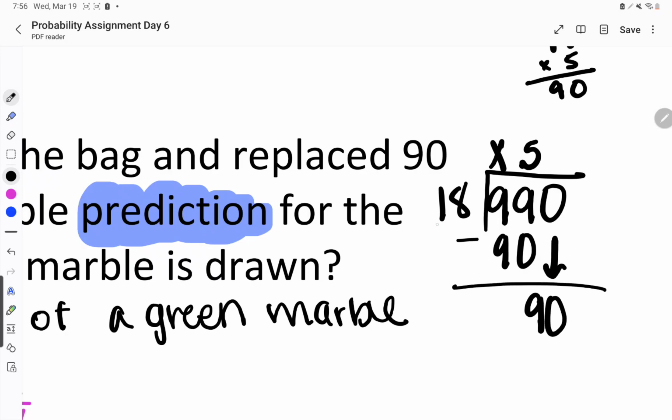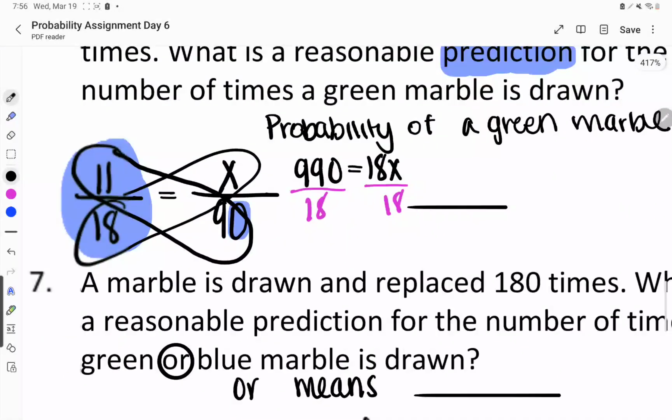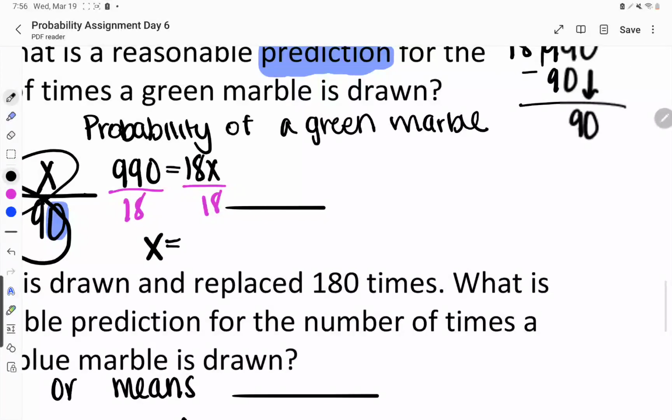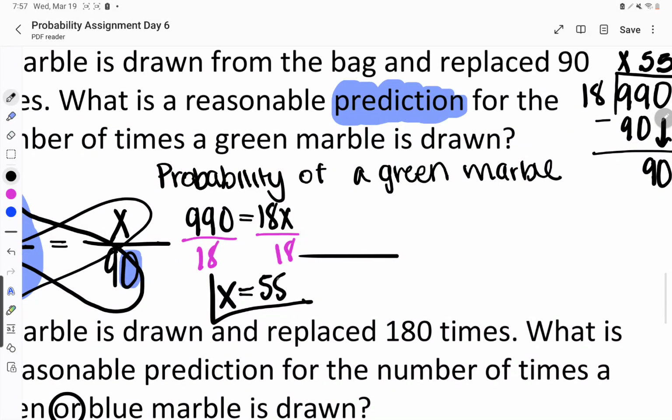Drop down this 0 right here. 18 goes into 90 5 times, as we just figured out, and that gives us exactly 90. So that means that x equals 90. No, that's a lie. X equals 55. Sorry.